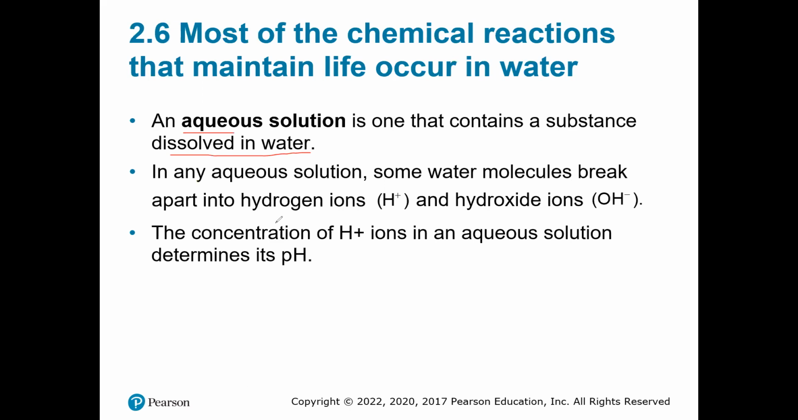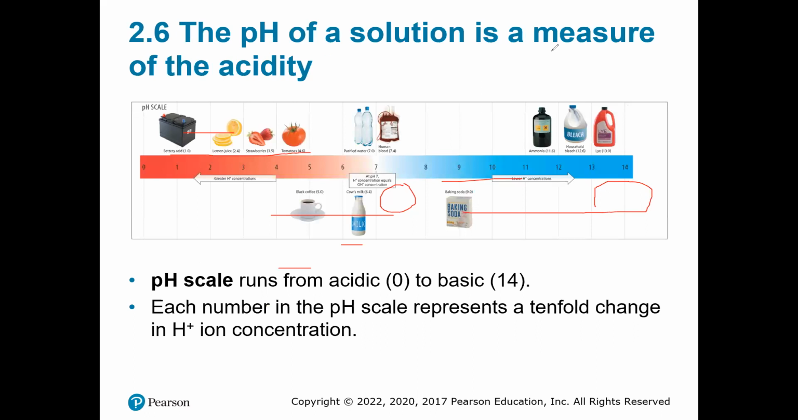Okay, now in any aqueous solution, some water molecules are going to break apart, and we're going to have hydrogen ions, which are just the H plus, and hydroxide ions, which are OH negative. Okay, the concentration of hydrogen ions in a solution determines its pH. So we go here, and your book has it going a different direction, but it's the same thing. Okay, so the pH scale is how we measure pH.